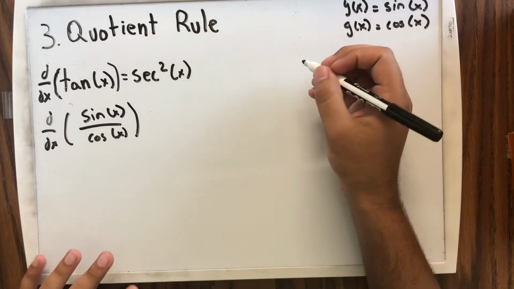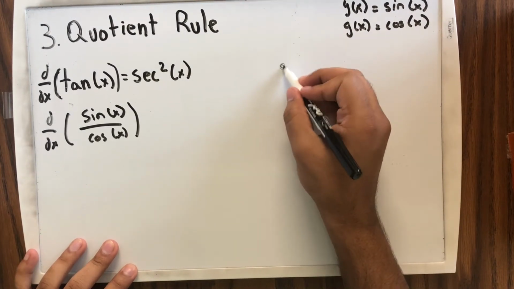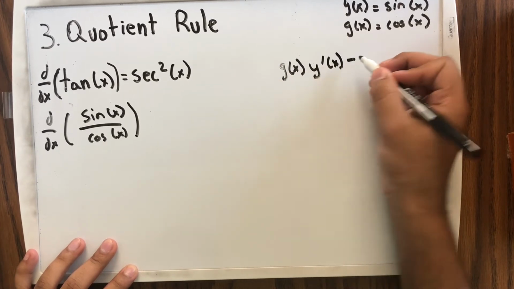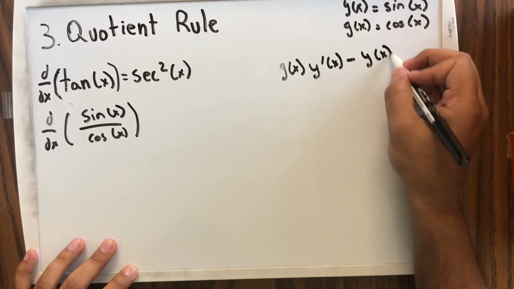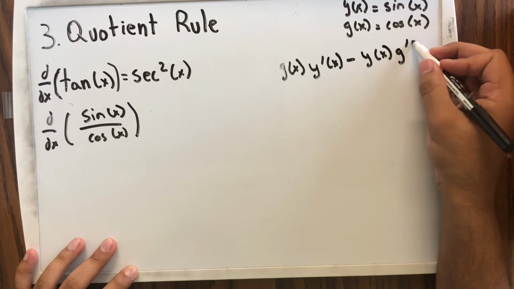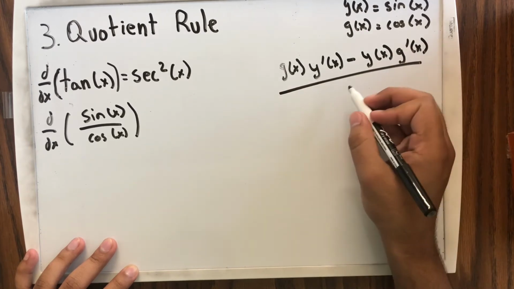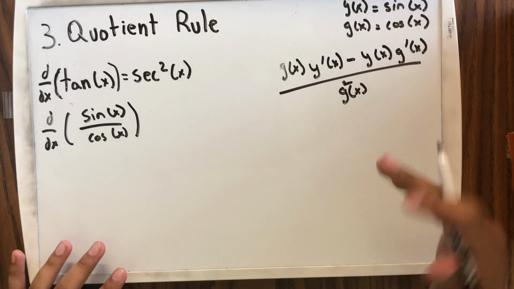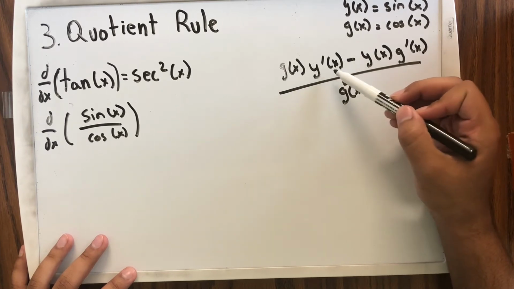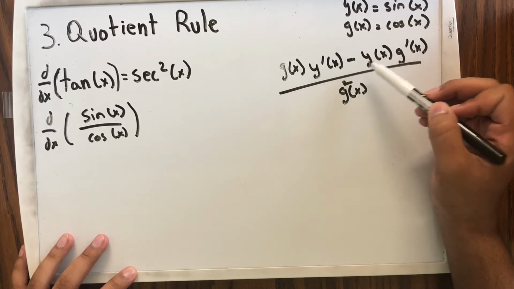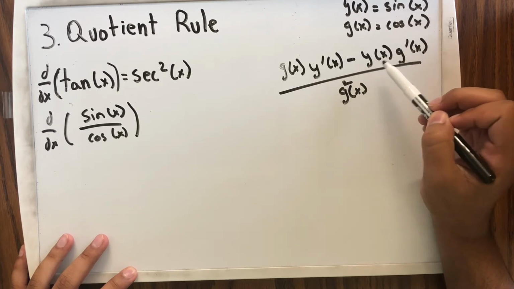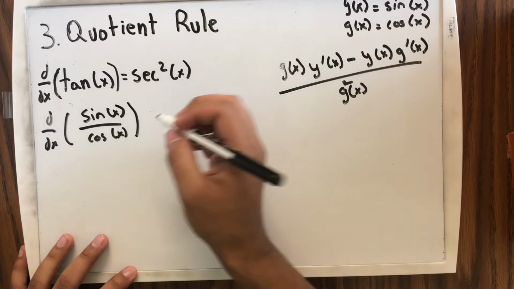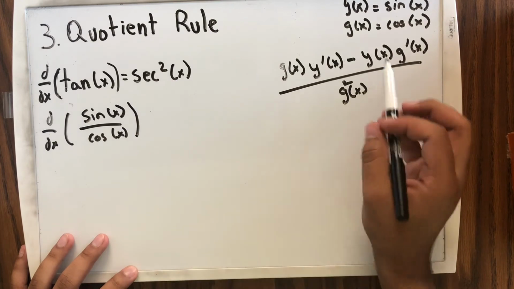Now, the quotient rule is taking the denominator, in this case g of x, multiplying it by the derivative of the numerator, minus the numerator multiplied by the derivative of the denominator, all over the denominator squared. Now, an easy way to remember this is by saying low d high, that's low multiplied by derivative of high, minus high d low, or high times the derivative of the low, over the low squared. So we can apply that here.